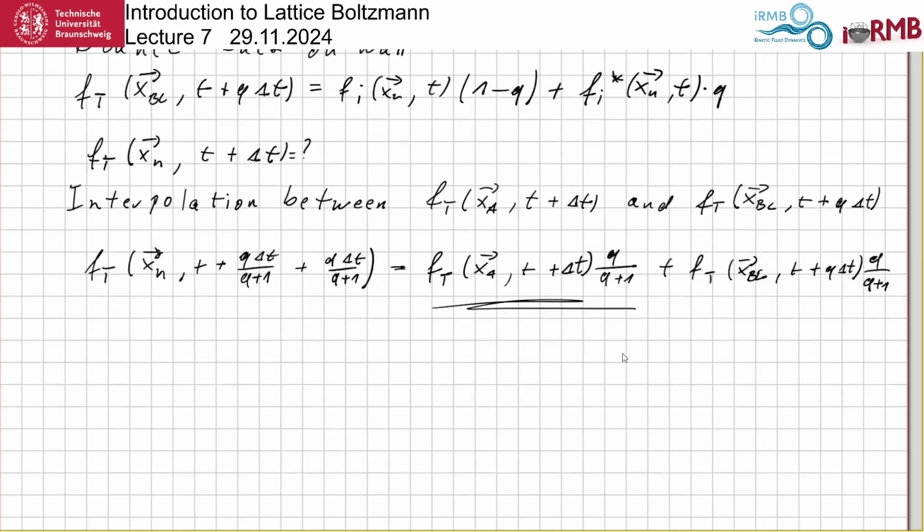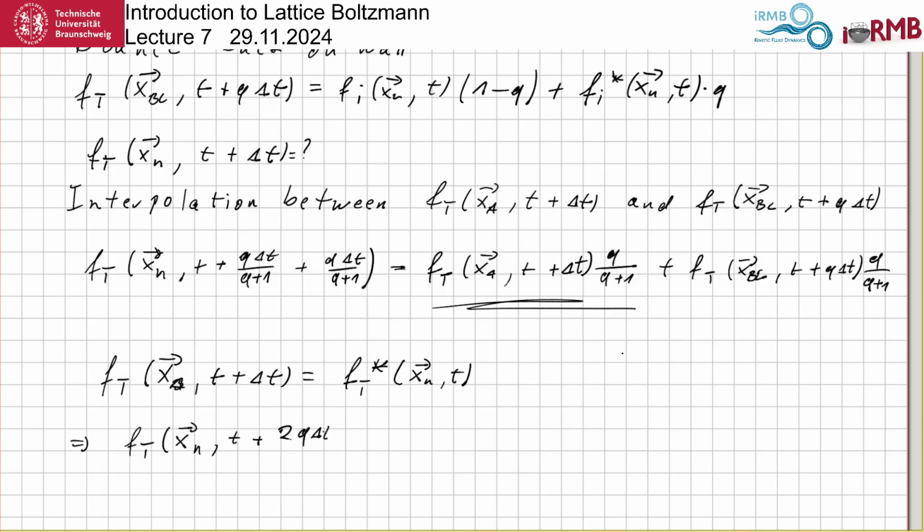So this guy here can of course be written as f_i at x_a at t plus delta t, which is of course the post-collision population at the node itself at time t, which means that we can write f_i at the position x_n and at time t plus 2q delta t divided by q plus 1 is equal to q divided by q plus 1 f minus i at x_n plus t. So now let me see.